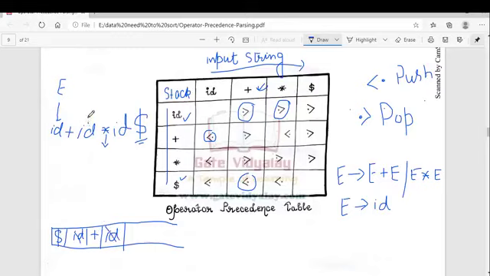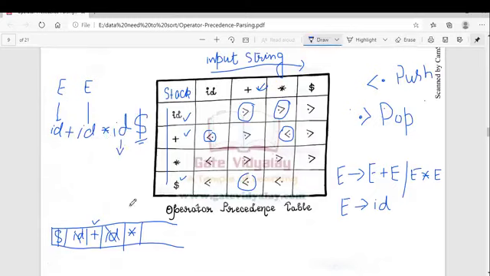Okay, I will pop out this id, and it will be replaced with its root node, that is e. Okay, now I have plus on the top of the stack. Now I will check plus and multiplication. Now this is plus and this is multiplication. Okay, I get this symbol, which means push. So I will push the current node into the stack, that is the multiplication, and now our current node moves one point ahead towards the next symbol, that is id. Okay, now I will check both of them.